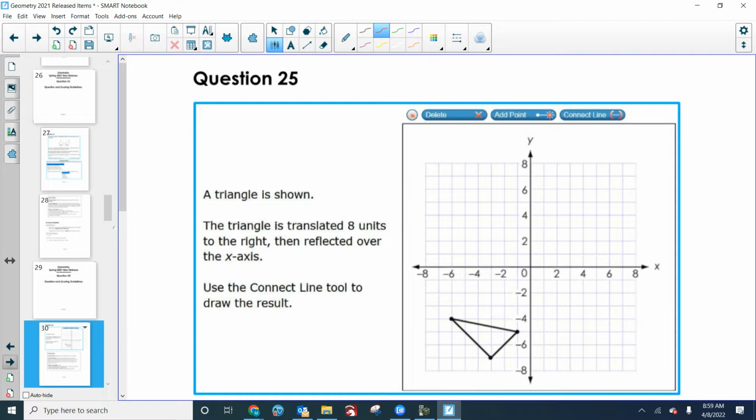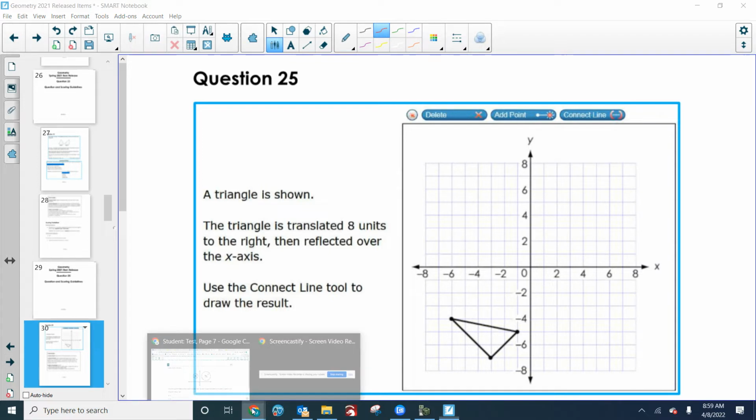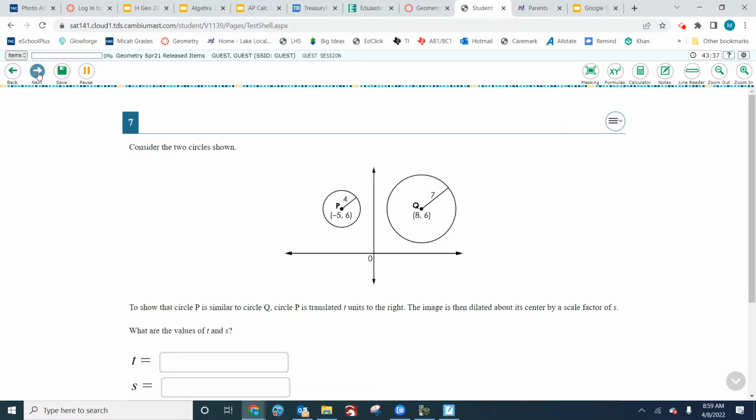Did you practice the connect line tool? Yeah. It says use the connect line tool. I want to show you a couple things on your computers.